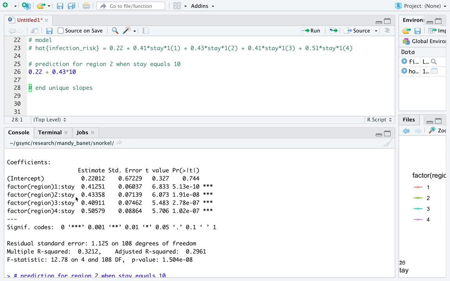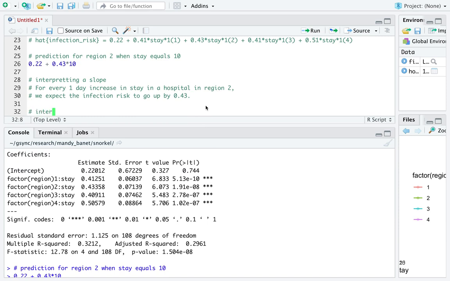That's great. There seems to be a connection between the length of a stay in region 2 and the hospital's infection risk. Some other things we can use this model for is interpreting a slope. Let's just keep with region 2. We could say for every 1 day increase in a patient's stay in a hospital in region 2, we expect the infection risk to go up by 0.43. So that's great. Similar to before, we can interpret these coefficients alongside our hypothesis test of these coefficients.